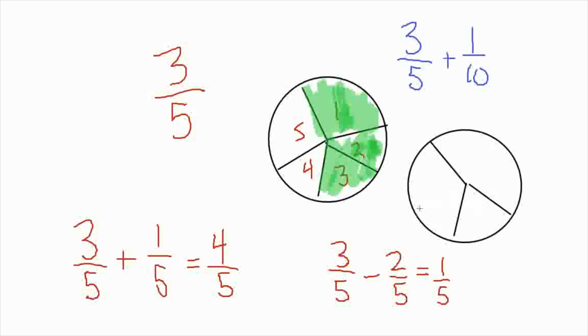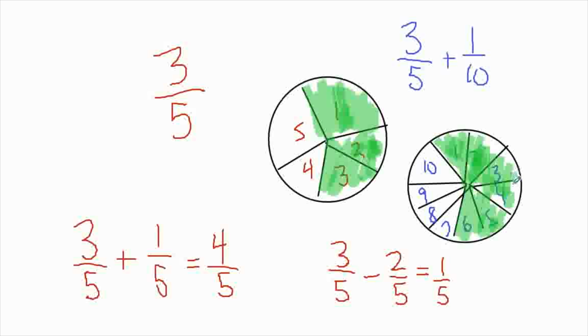So this is 5, but now I'm gonna chop each of those little pieces in half. So 1, 2, 3, 4, 5, 6, 7, 8, 9, 10. And you should be able to see that if I have 6 pieces that are half as big, that 6 of these tinier pieces is the same as 3 of the bigger pieces.